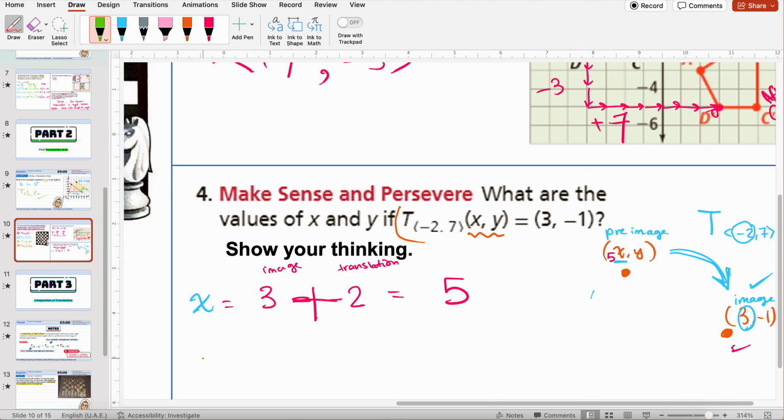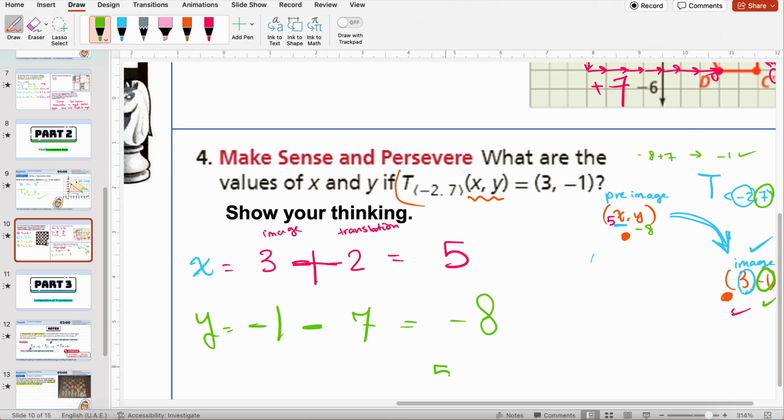How to do Y? Again, take your Y value in the translation and in the image and subtract them. So you do the image minus your translation. Negative 1 minus 7 is basically negative 8. Check if this one was negative 8 and I added 7 to it. Negative 8 plus 7, is it going to give me negative 1? Yes. So it is correct. So what were X and Y? It was 5, negative 8.